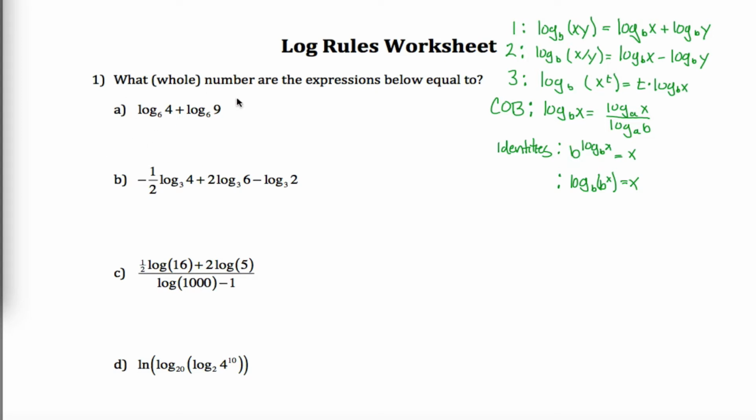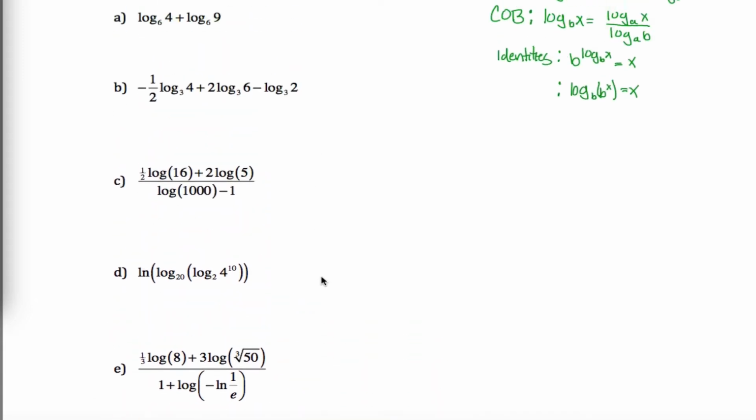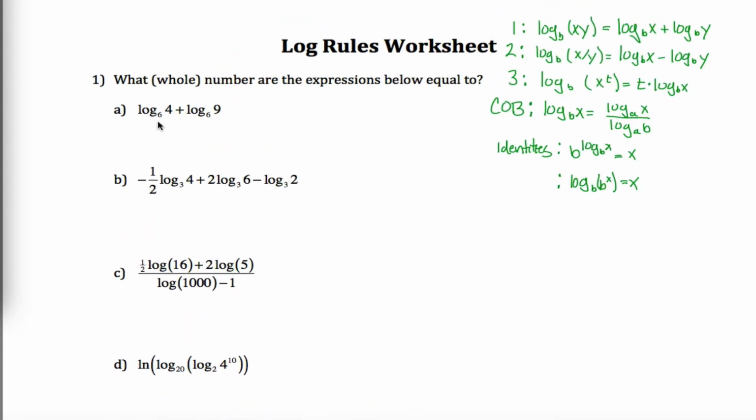So in part one, it asks what whole number are the expressions below equal to. I think most of them are really whole numbers. I might have screwed up one or two, but we'll see as we go through it. This first one, you've got the log base 6 of 4 plus the log base 6 of 9. You stare at this thing, and if you try to figure out what the log base 6 of 4 is, you'll struggle, at least without a calculator, because it's not obvious what power you raise 6 to make it equal to a 4. So you don't know what number this is equal to.